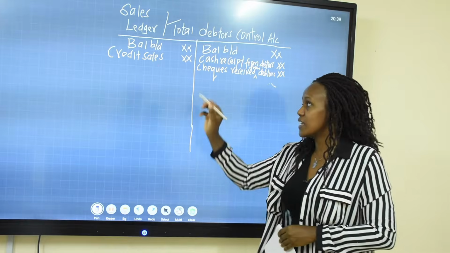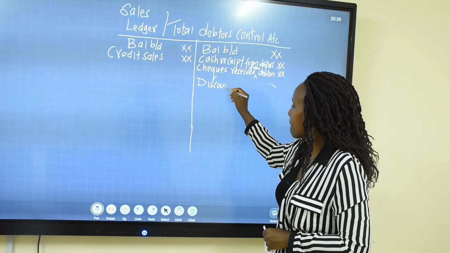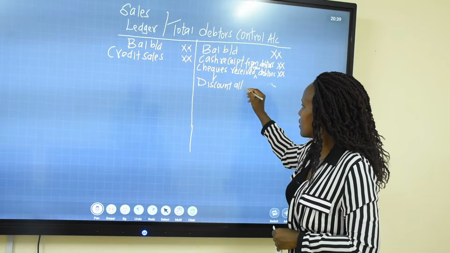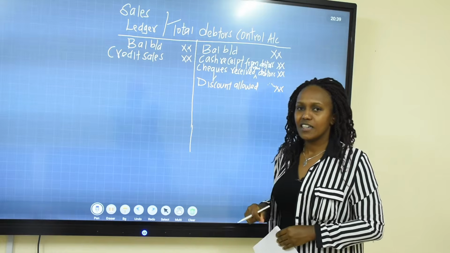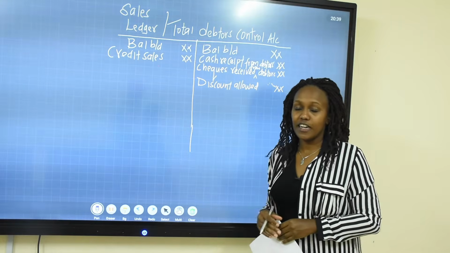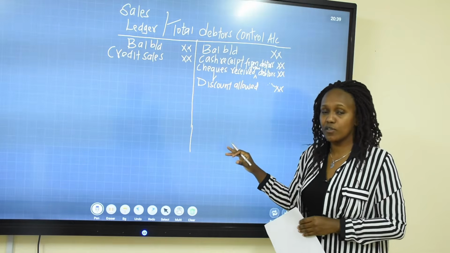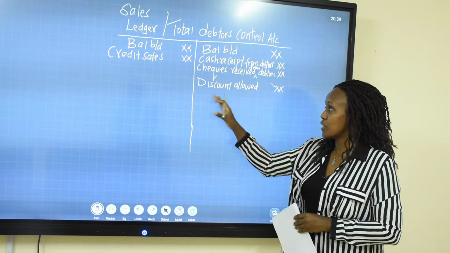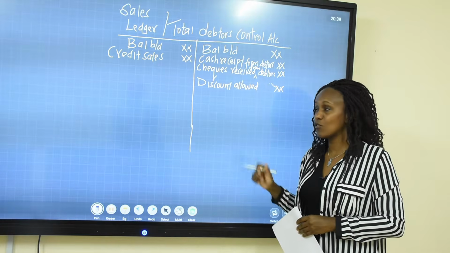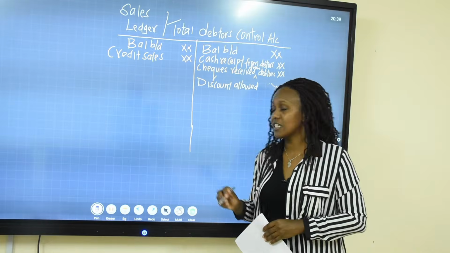Again, we may decide to give the debtors a discount. So any discount allowed is going to reduce the amount of money that is owing from these debtors. So anything that reduces the amount owing from the debtors, we are going to credit to this account. So again, we are saying discount allowed. It is going to reduce how much the obligation here from the debtors is.